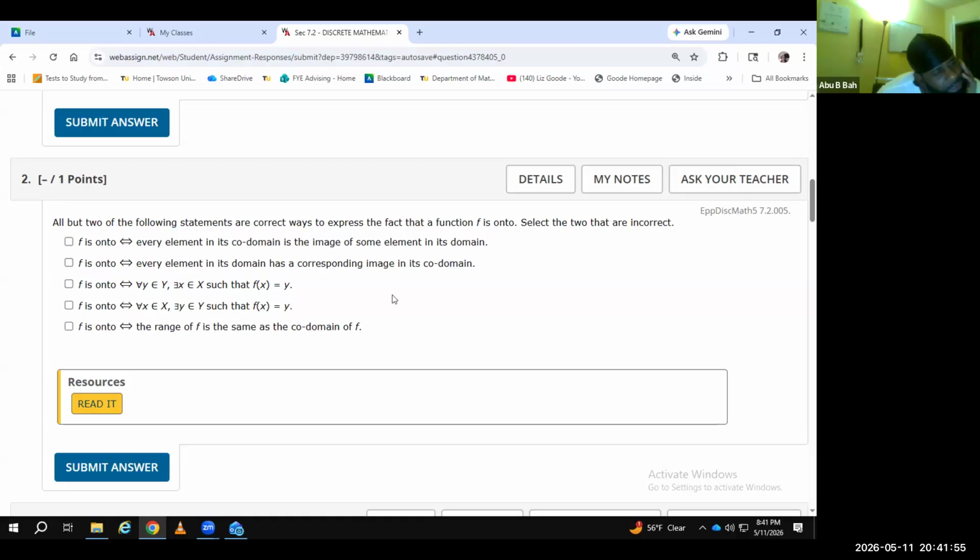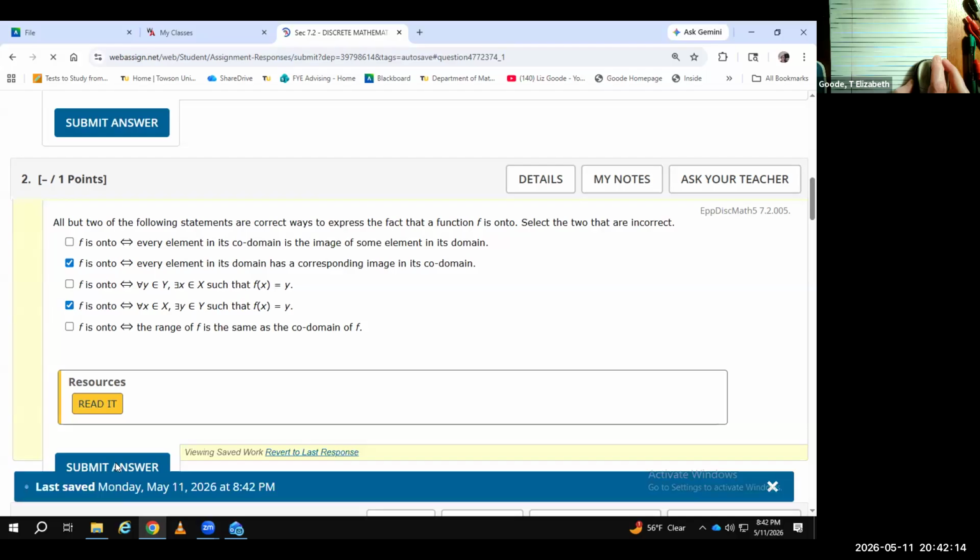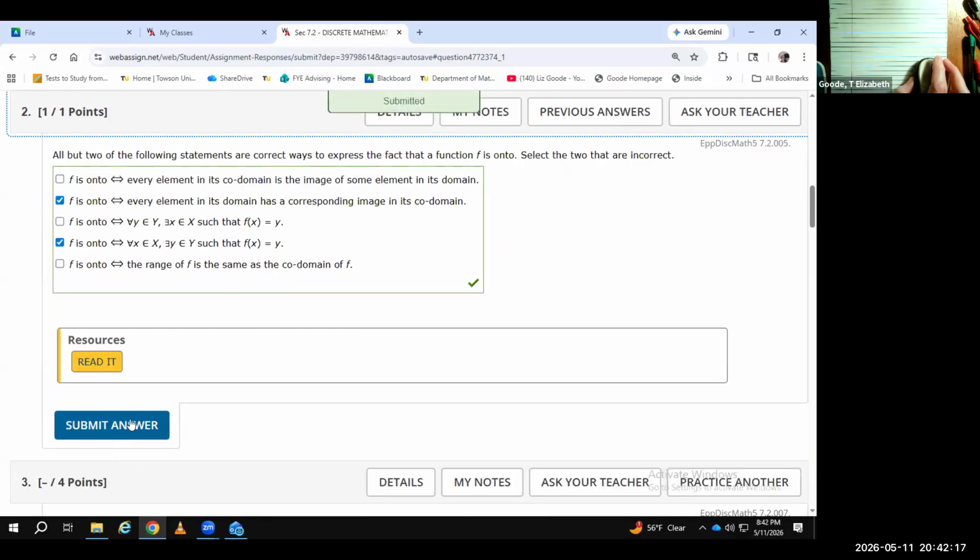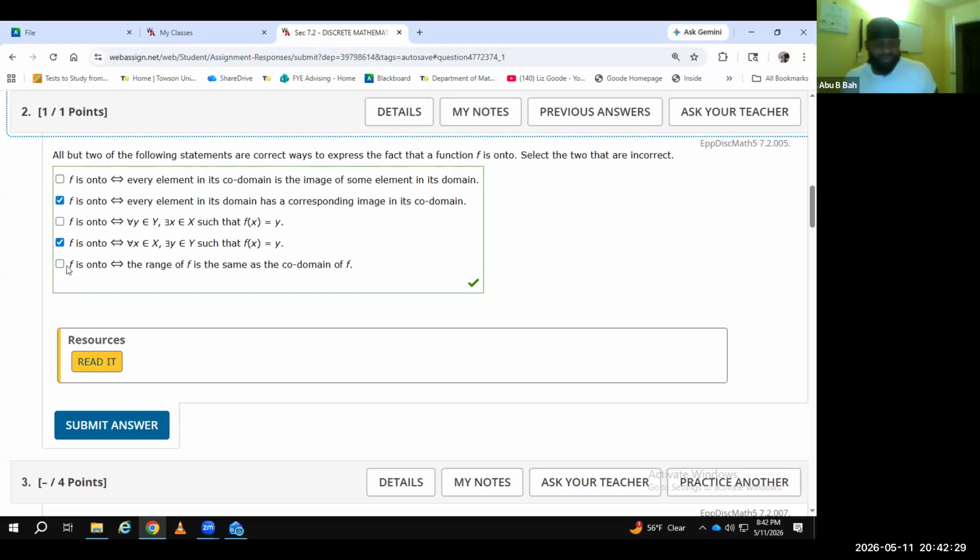So the second and the fourth one. That's right, because the second and the fourth are actually the definition of a function, not the definition of onto. Good job. The other three are the definition of onto. Good work.